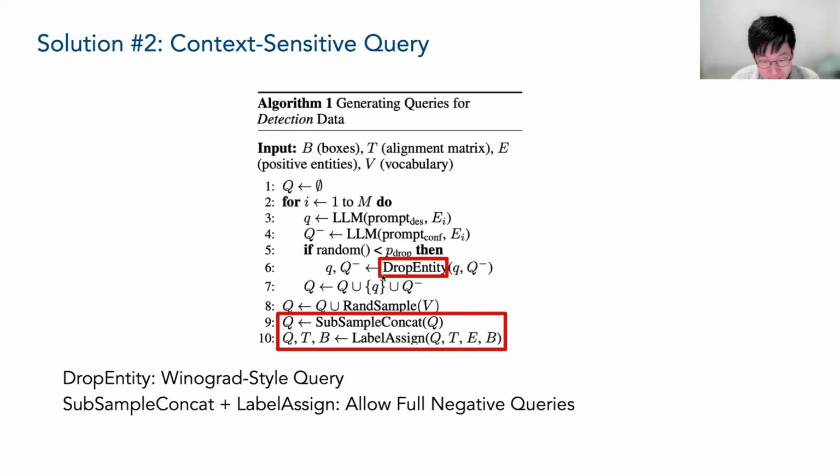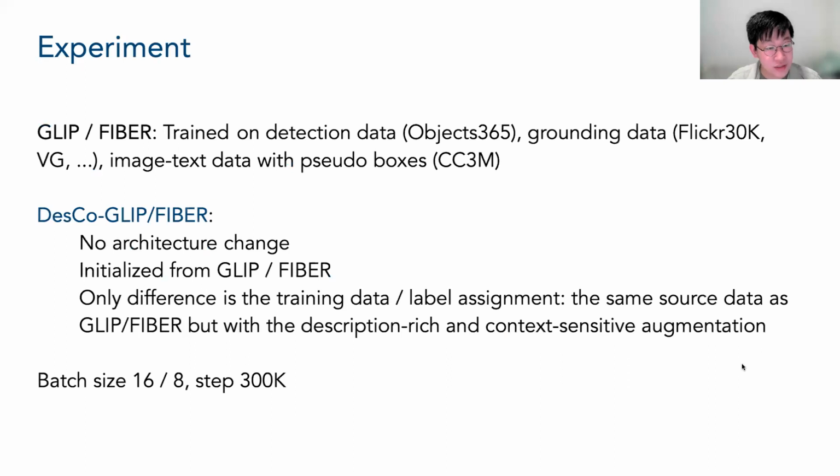You don't have to read every line, but the key part is two operations. First, with some probability, you drop the original entity name from your prompt. And second, in the last two lines, you subsample your queries and reassign your labels. And importantly, you allow your queries to be completely negative, not containing any positive entities, to break that hallucination.